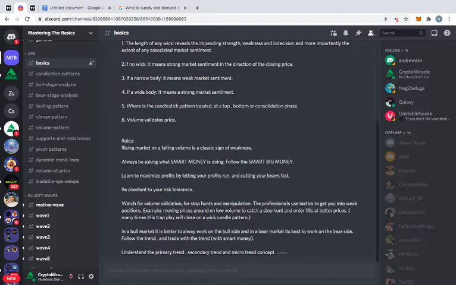Watch for volume validation, for stop hunts, for manipulation. This is again just the thinking behind the market. You want to be able to read the market, to be able to anticipate the market.